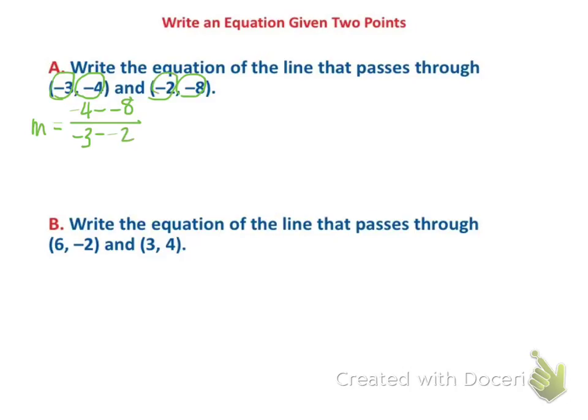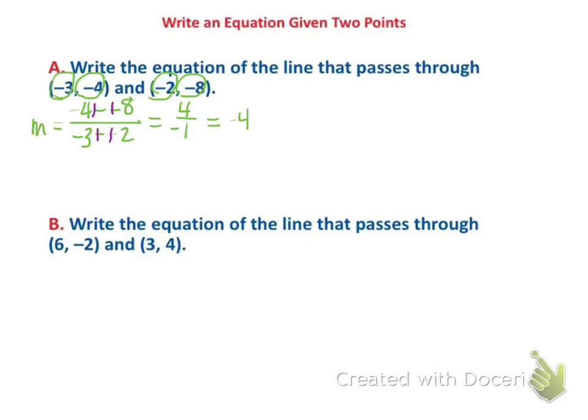Now this bad boy has a ton of negatives. Let's do some keep, change, change. Keep, change, change. That's way easier. It's -4 plus 8 and -3 plus 2. So my slope is -4.